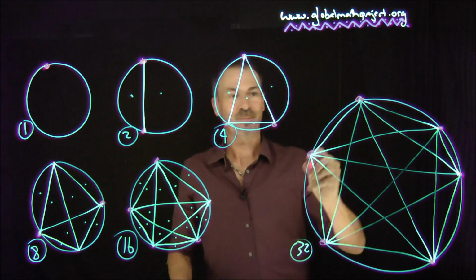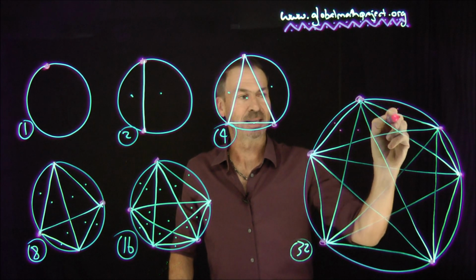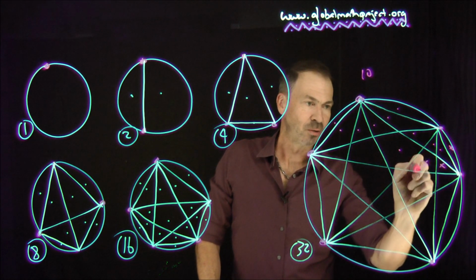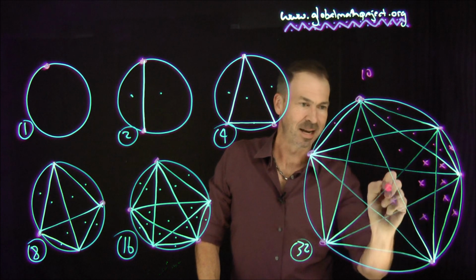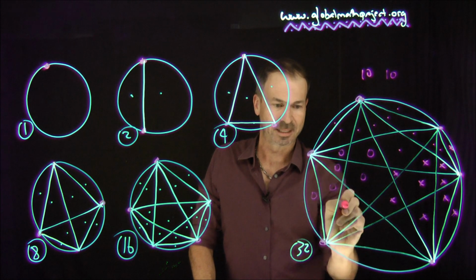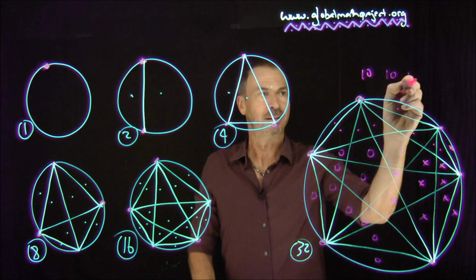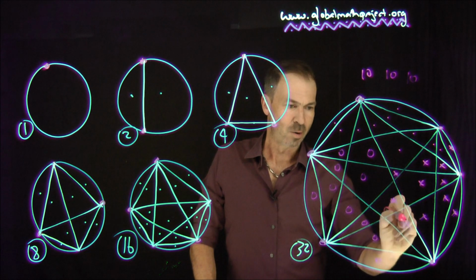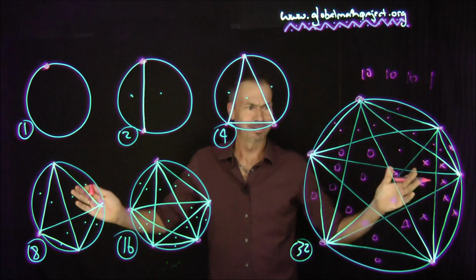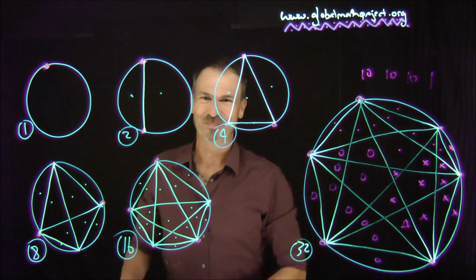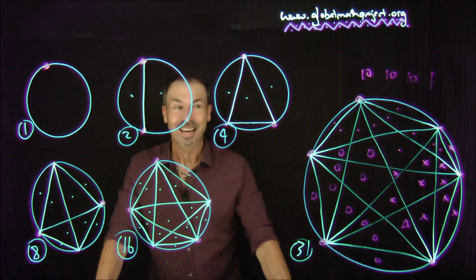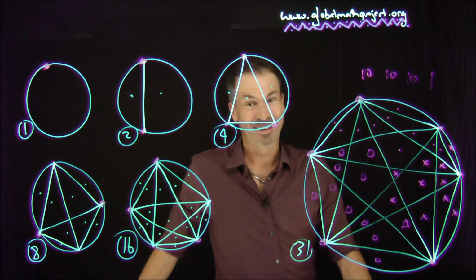Let's count them. 1, 2, 3, 4, 5, 6, 7, 8, 9, 10. Another 10. Another 10. That's 30. 1. 31. Where's the other piece? Here's the thing. It's not 32. It's 31. If you drew 7 dots on a circle, can you guess what it's going to be?